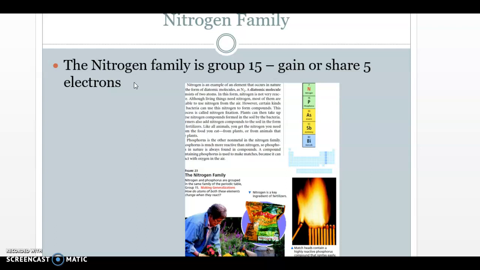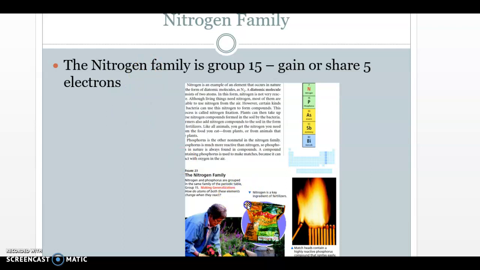This group 15 has 5 electrons to gain or share. We talked about group 1 that has 1, group 2 has 2. So kind of seeing a pattern based on the families. And in this part, it's the ones place, since they're all groups that are higher than 10. So things like nitrogen, which we've talked about before.